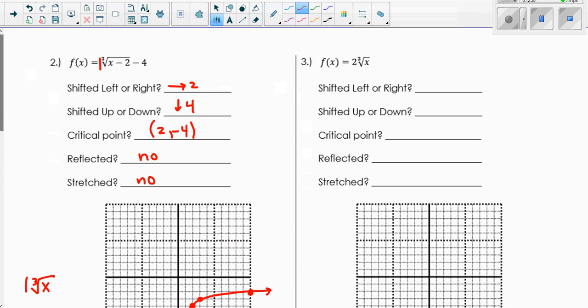Alright. Now the next one is pretty similar, but we're actually going to stretch it. So has it been moved left to right? No, because there's nothing under the radical. Another way that you can think about this being written, which we won't write it as, is 2 times the cube root of x minus 0, since there's no number under there, plus 0, since there's no number out there, and that kind of shows you why the critical point is 0, 0, and why it hasn't been shifted up or down, or left or right. Has it been reflected? No, because the a value is positive. Has it been stretched? Yes, by a factor of 2, since my a value is 2.